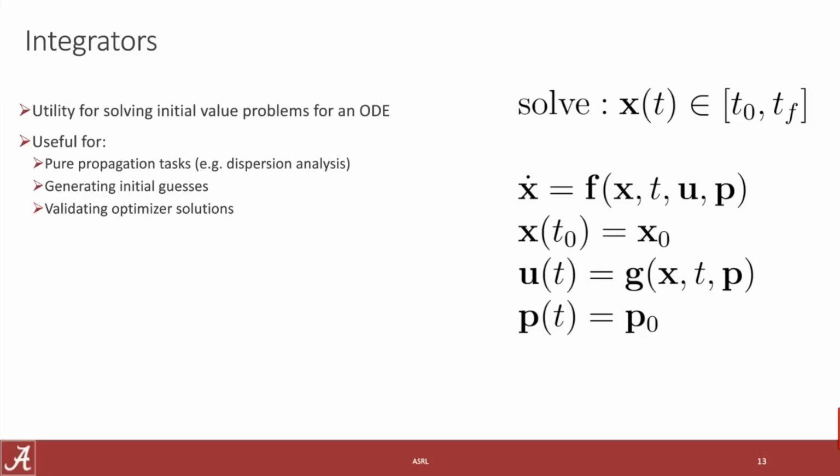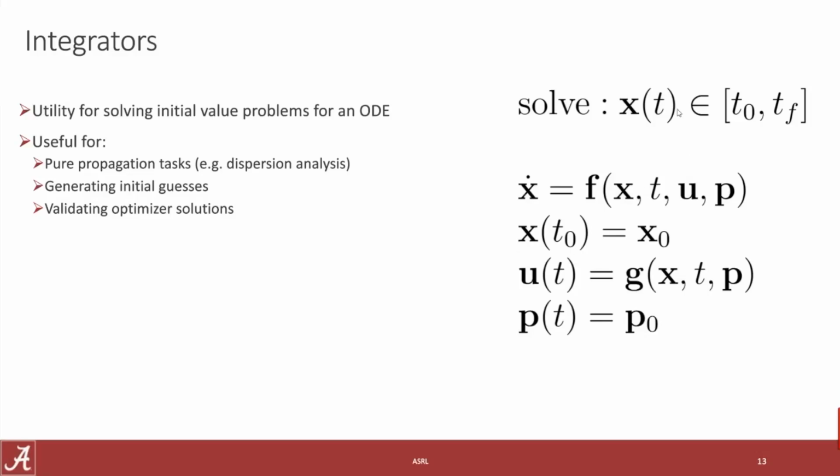They're used for pure propagation. They can be parallelized and run in parallel if you need to do something like dispersion analysis. They are how you take an initial condition and propagate it for an initial guess, like we were talking about. And also later on, if we're doing collocation optimization and you want to validate your optimization solution, you can use an integrator to reintegrate your trajectories.